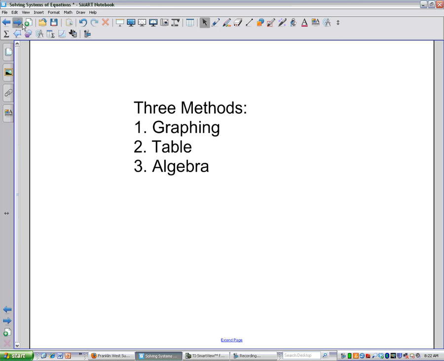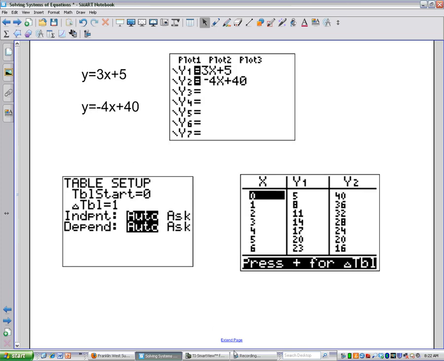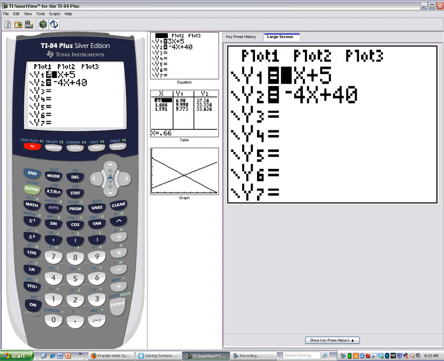If we go to a table sort of model, I'm going to actually go right to the calculator. These are my two equations. I want to find out where these two intersect.